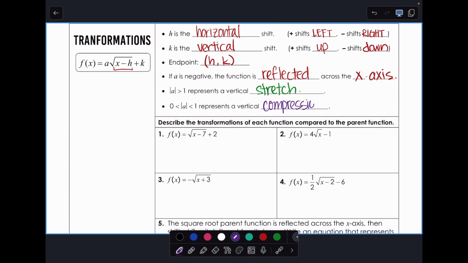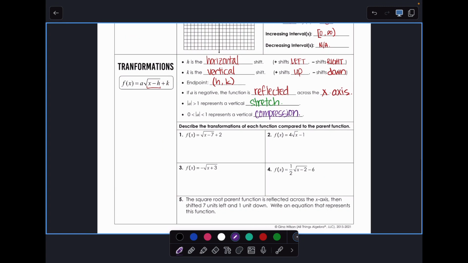Compression. So 0 is less than the absolute value of A is less than 1 represents a vertical compression. Even if you flip it with the negative, it's not going to change the stretch or the compression. It's just going to reflect it over the x-axis and graph it with such compression. Does that make sense? Okay, let's move on.